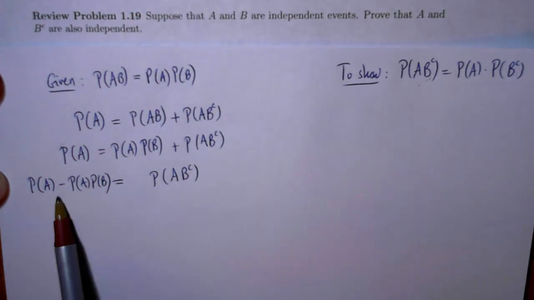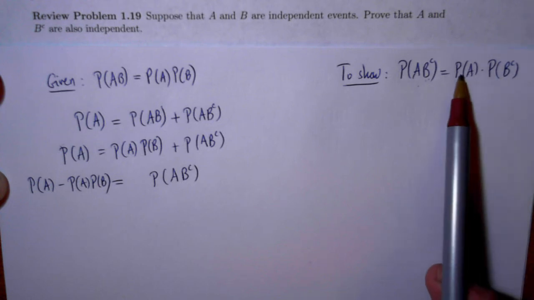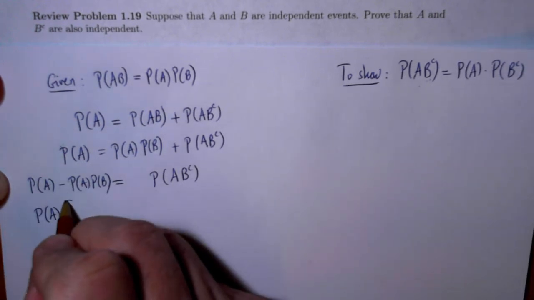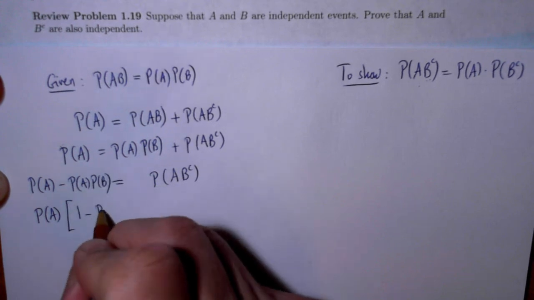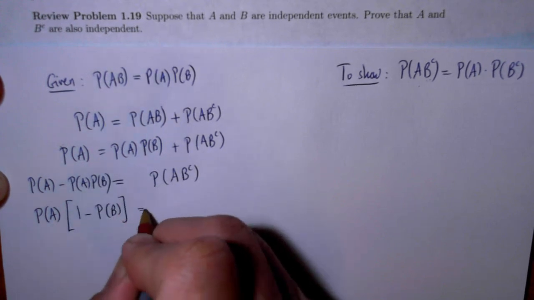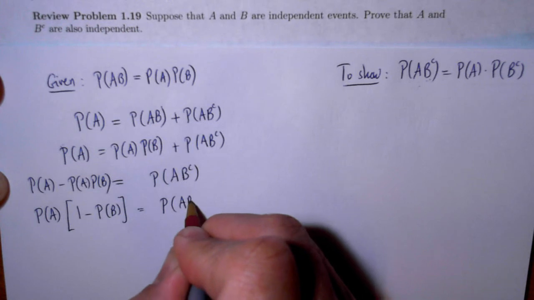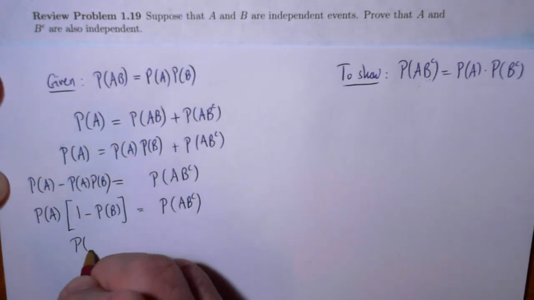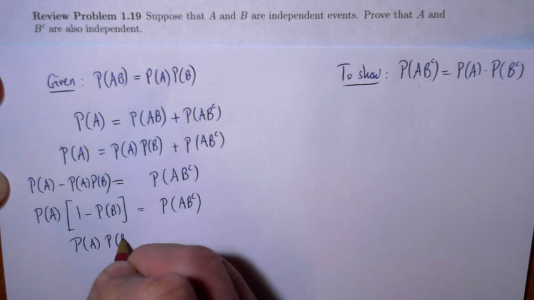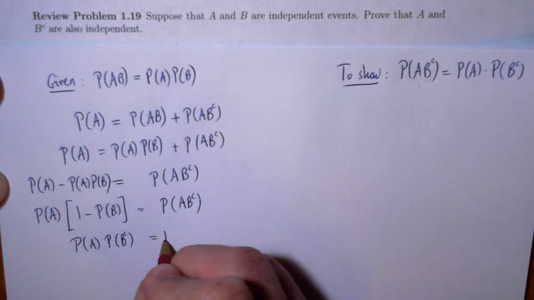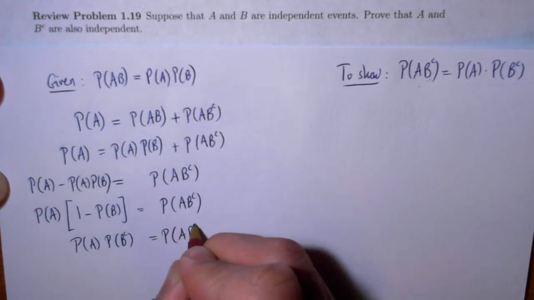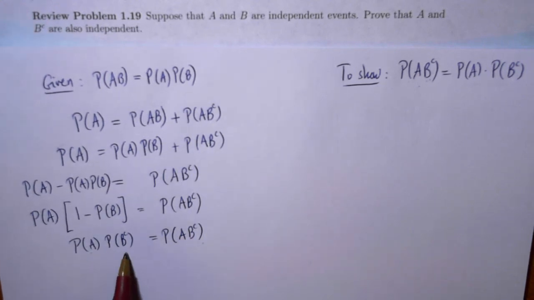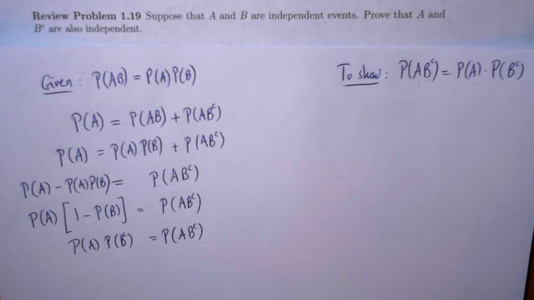Now I want to make this look like this. Clearly, one thing I can do is factor out the probability of A, and that leaves me 1 minus the probability of B. And of course, 1 minus the probability of B is the same thing as the probability of B complement. And so we conclude that the probability of A intersect B complement is equal to the probability of A times the probability of B complement, and so that is the proof.